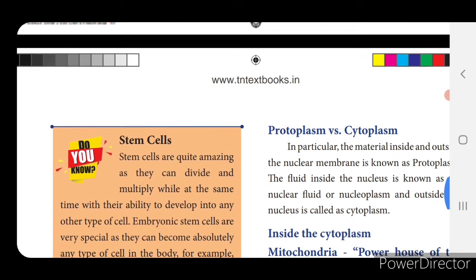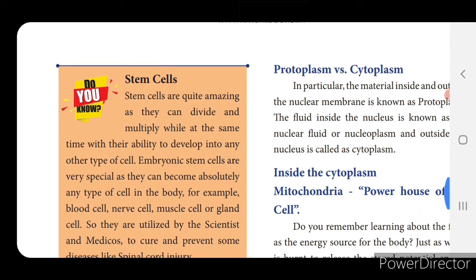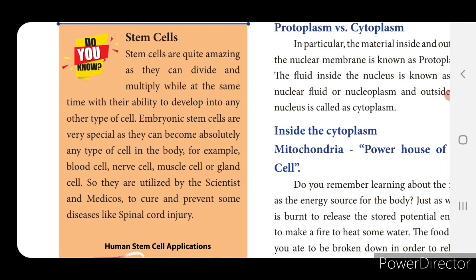Okay, now the important one is stem cells. Stem cells are quite amazing as they can divide and multiply, while at the same time having the ability to develop into any other type of cell. Embryonic stem cells are very special as they can become absolutely any type of cell in the body, for example blood cell, nerve cell, muscle cell or gland cell.